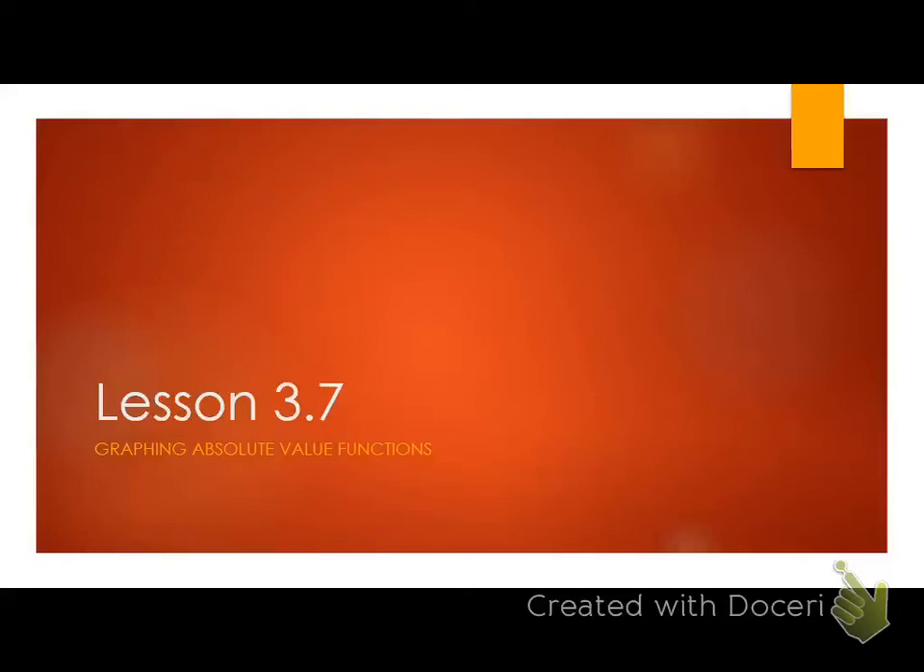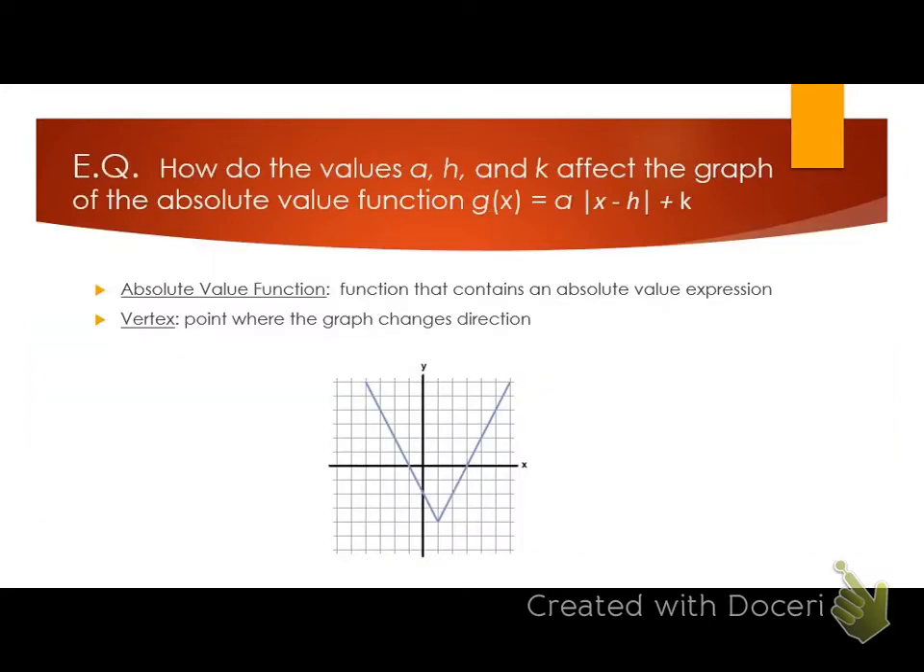We're going to look at lesson 3.7, graphing absolute value functions. So far in this chapter, we have graphed linear functions. What do linear functions look like when we graph them? Lines. Very good. So all of that changes today because an absolute value function is a V shape.